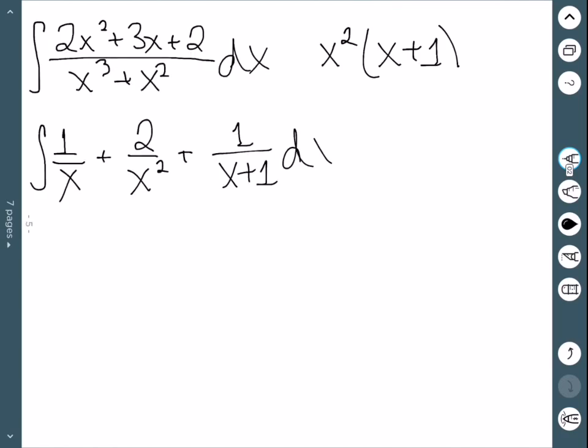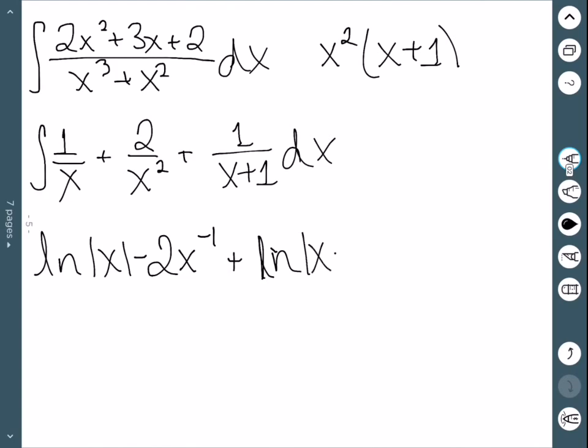When we integrate, the integral of 1 over x is ln x. For the integral of x to the negative 2, we add 1 to the exponent and then divide by that number. Plus I still have this 2 in the numerator. Plus ln of x plus 1, plus C.